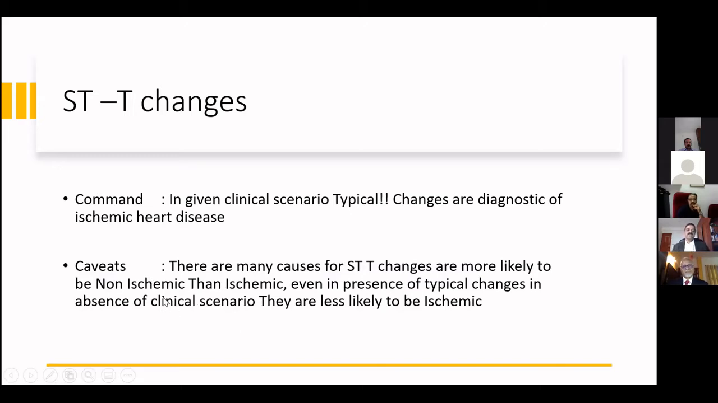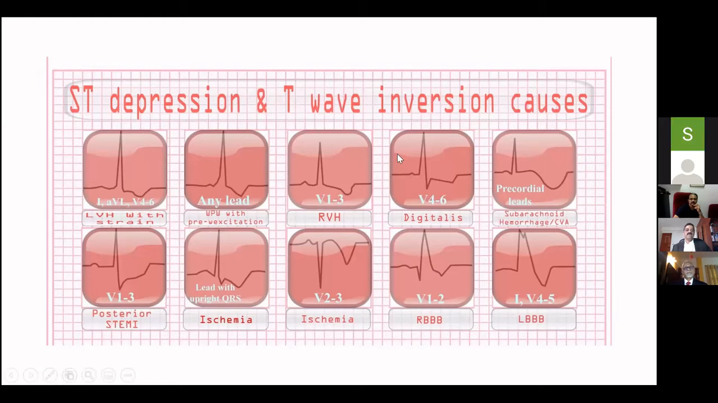If you have a patient who has a typical clinical scenario of ischemic heart disease, harp upon diagnosing despite having a normal ECG. But if you are not clinically thinking of ischemic heart disease, then don't take every T wave change and start investigating for ischemic heart disease. So just to list a few of the causes: you can have ST-T changes in LVH, in WPW syndrome, in right ventricular hypertrophy, people on digitalis, people with subarachnoid hemorrhage, then in LBBB, RBBB, and ischemia. If you take all the people who have ECG changes, the people with ischemic heart disease would constitute a lesser percentage.